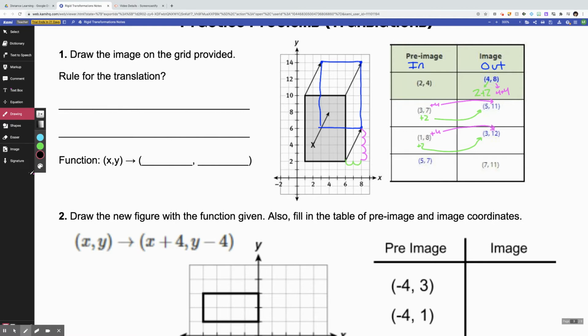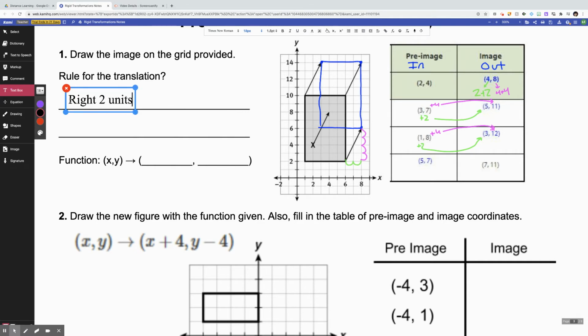Okay, so my rule for my transformation, the rule for the translation, is right 2 units and up 4 units. Okay, so if I wanted to write that as a function, that function would be, my output is x plus 2, 2 units to the right, and then y plus 4.